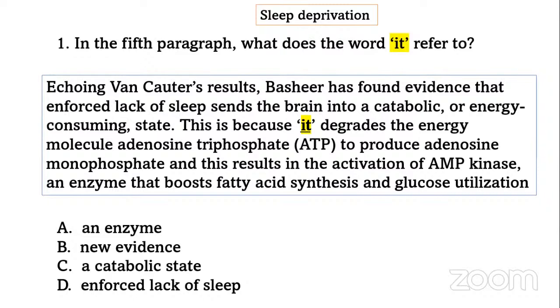Here it is telling about the enforced lack of sleep. If you have a doubt whether it is right or wrong, you can do one thing. Your option, which one you have chosen, you can replace it in the particular place of the reference word, and you can read and confirm whether it is right or wrong. Here, first one is an N sign. Option A is an N sign.